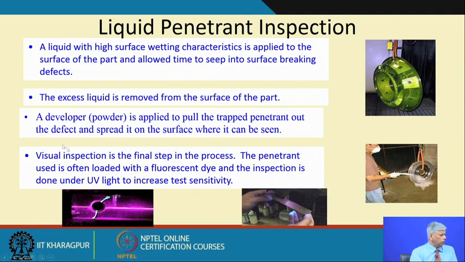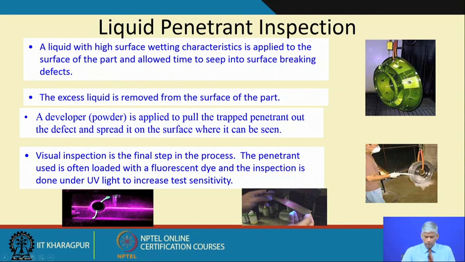And visual inspection is the final step. The penetrant is often loaded with a UV dye, and the inspection is done under UV light. So, very easily you can see, you put the liquid, remove the excess liquid, put a developer, and then spread it on a surface and see it under a light. But you will see this process itself is very time consuming. Nevertheless, in the industry people do it. We cannot take it for granted that our product has failed because there was a surface crack.